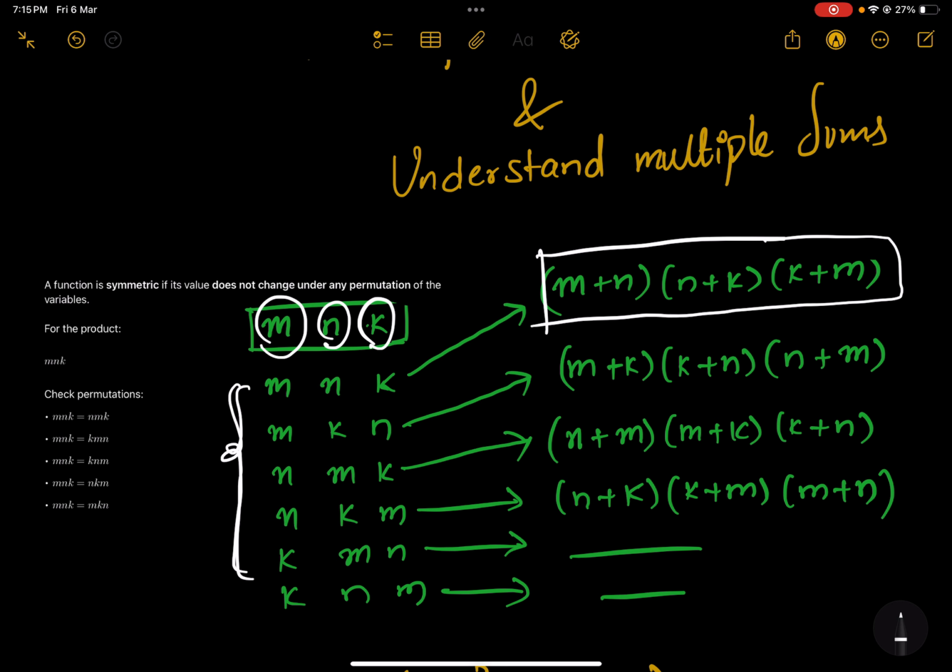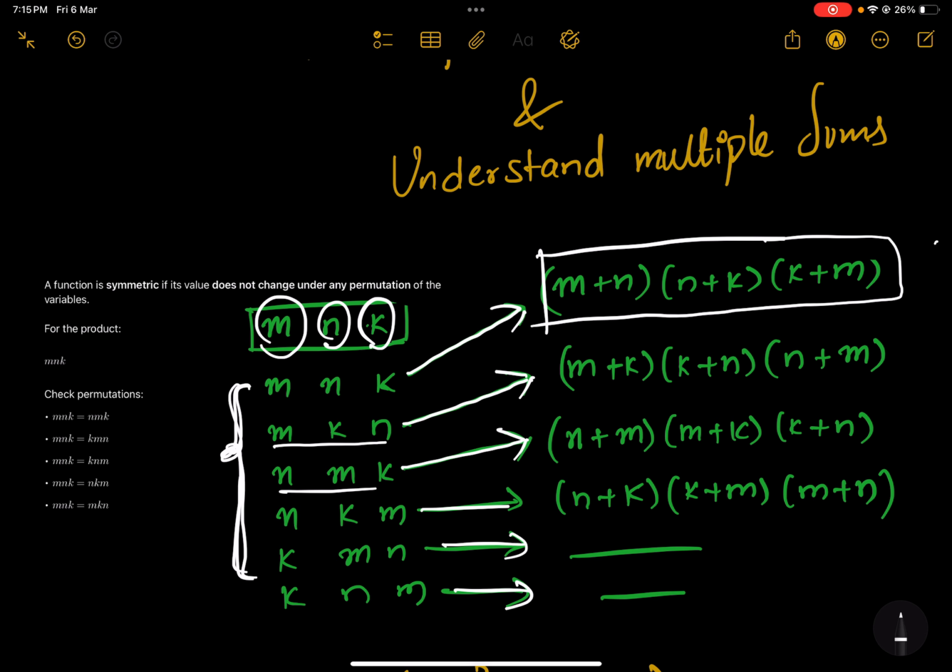So there are 6 different permutations. When you put this, you will get this, and when you take this permutation and swap the variables, you will get this particular product. And similarly for these variables, you will get this product. And so you'll get 6 different products for 6 different permutations of m, n and k.